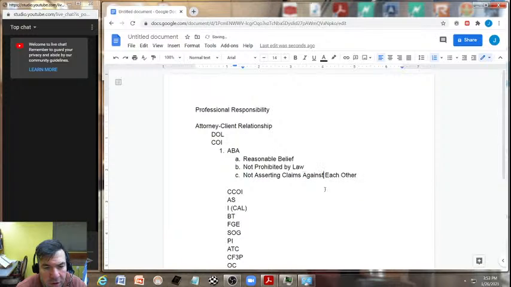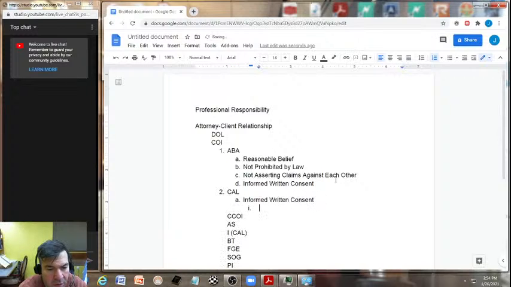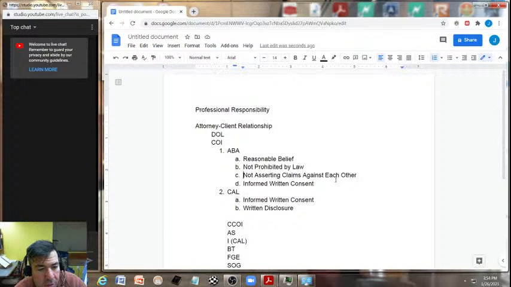Informed written consent. Now, under the California rule for these, let's make sure we got two here. This would be informed written consent and written disclosure. So we got that talked about there.